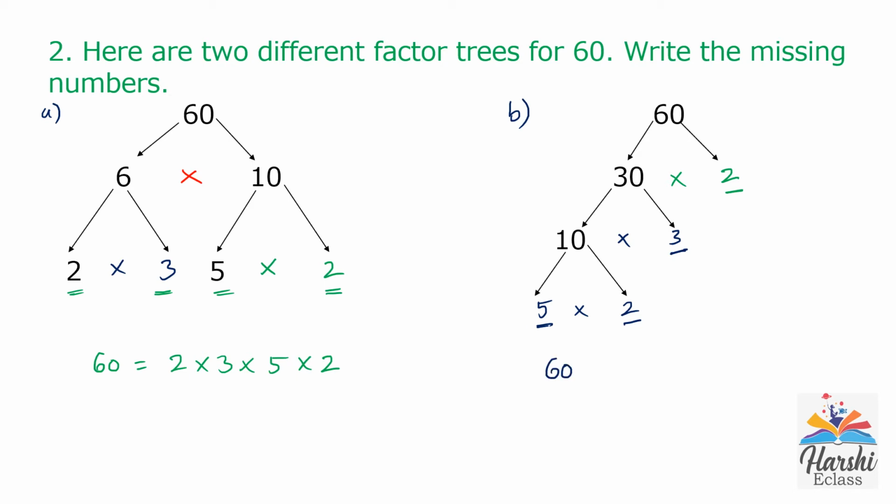Now the prime factorization of 60 we can write as 2 into 3 into 5 into 2. 2 3s are 6, 6 5s are 30, 30 2s are 60.